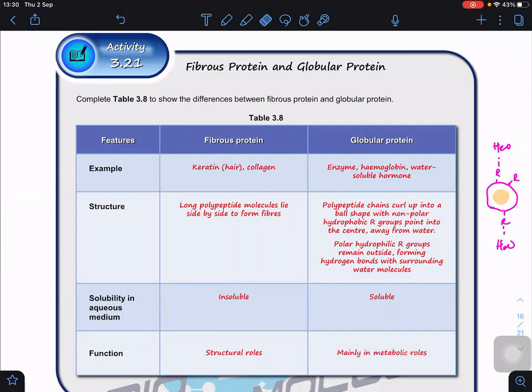But globular protein mainly involved in the metabolism. For example, the enzyme, our hormones, okay, involved in the metabolism. Our hemoglobin transport oxygen, right? So involved in the transport. Are you clear? Transportation role here.